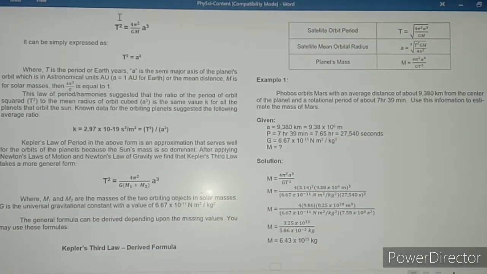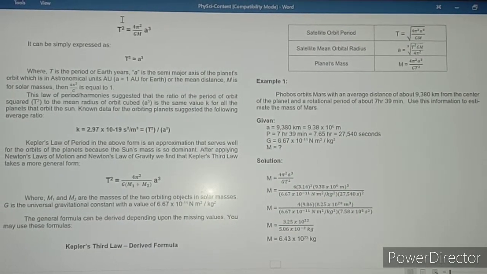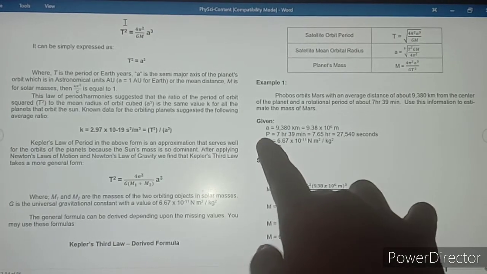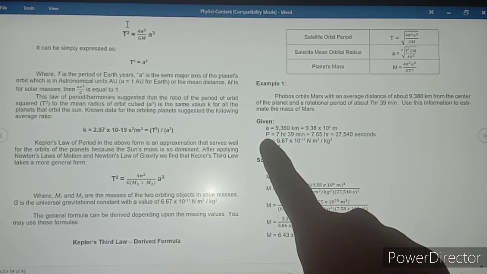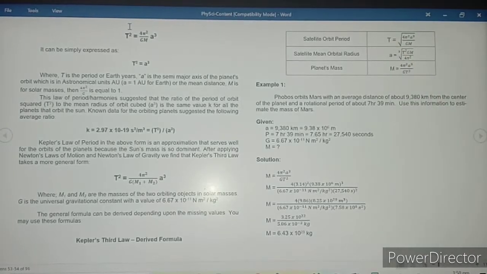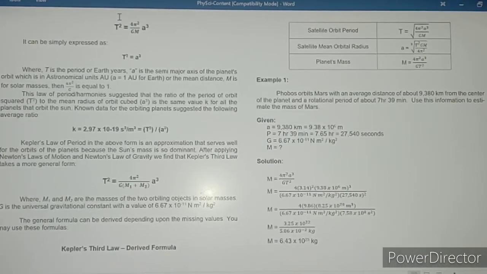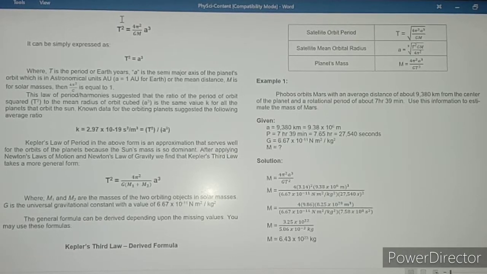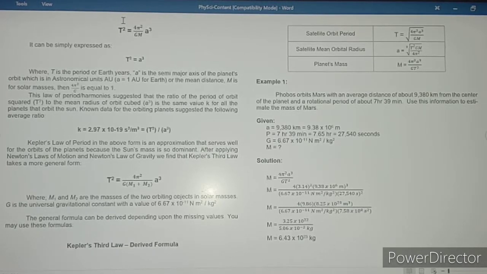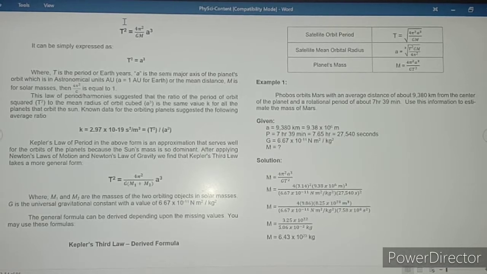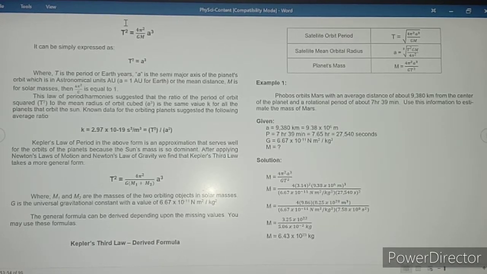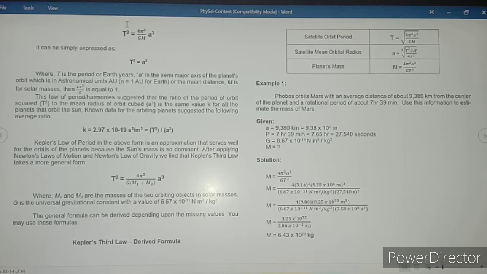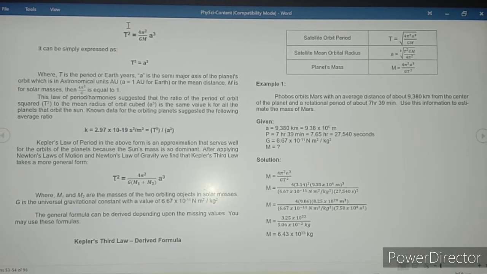Alright? I just have a clarification. The P here, pakipalitan po siya ng T. Okay? Sorry, this is just a typographical error. Yung P po diyan ay pakipalitan ng T. Bakit? Kasi si T is our orbital period. Okay? Or ibig sabihin siya yung time natin.